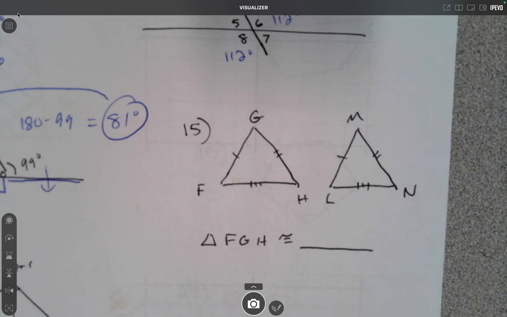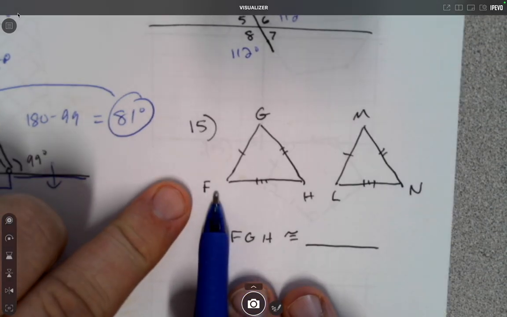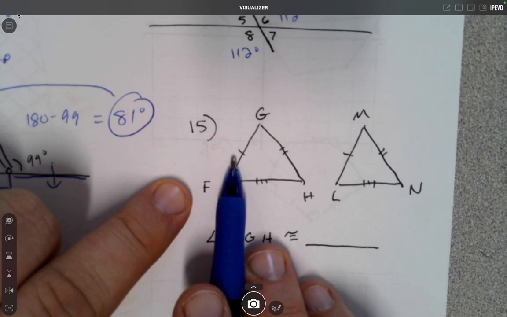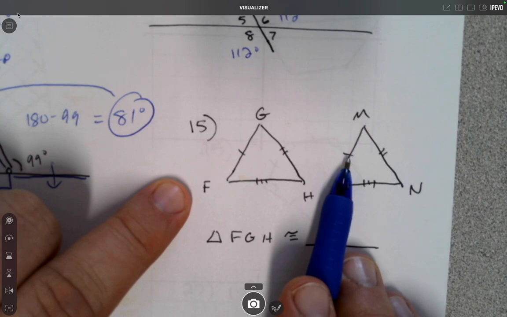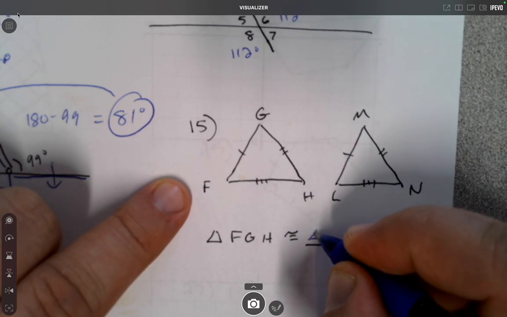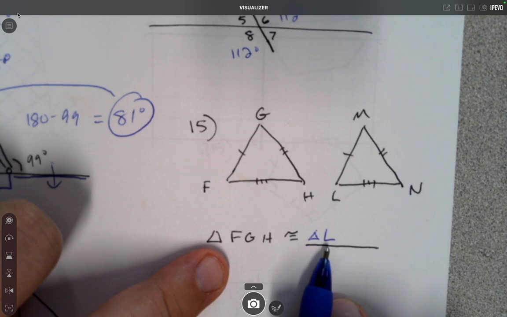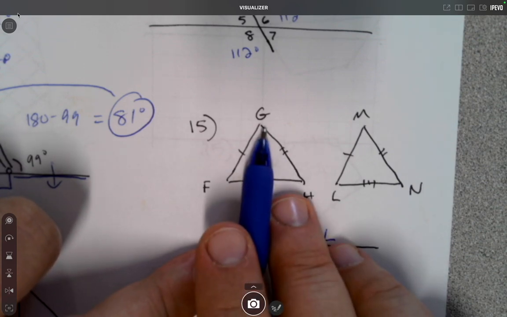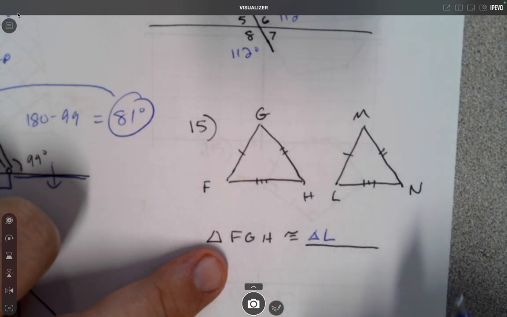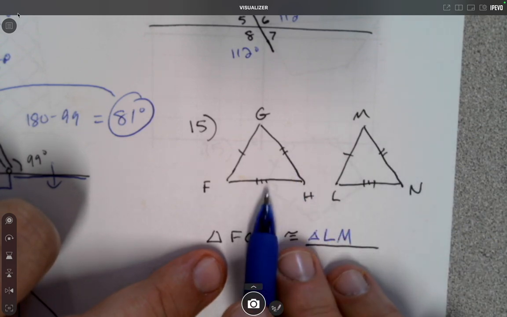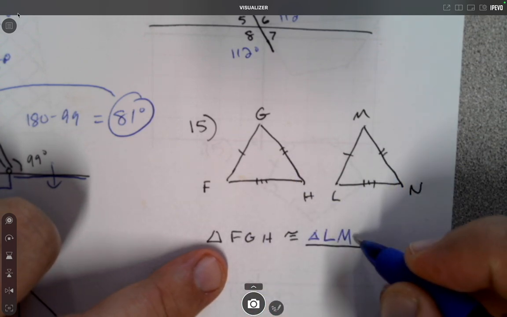Okay, 15, we're looking at two congruent triangles. And they tell us FGH is congruent to, okay, so we look at F. F is the point that has a 1-tick side and a 3-tick side. So that's the same as L. L is between a 1 and a 3. So we do triangle L, because F and L go together. They're corresponding. G is the one between 1 and 2. M is also between the 1 and the 2. So you go next. And then H, the last letter, is between the 2 and the 3. N is also between the 2 and the 3.